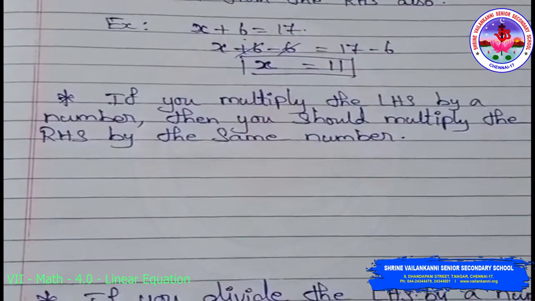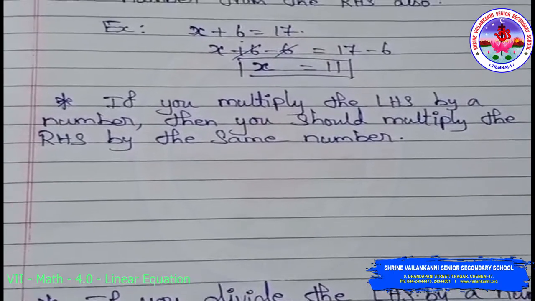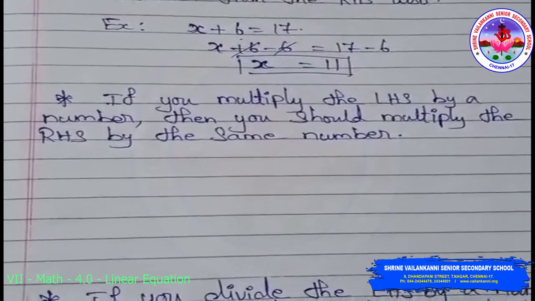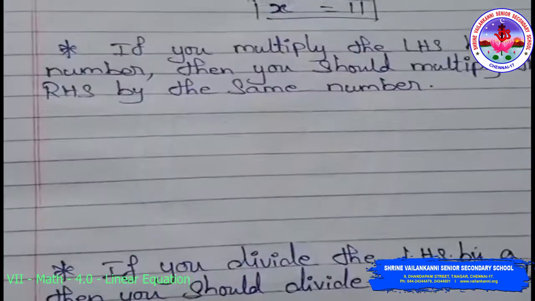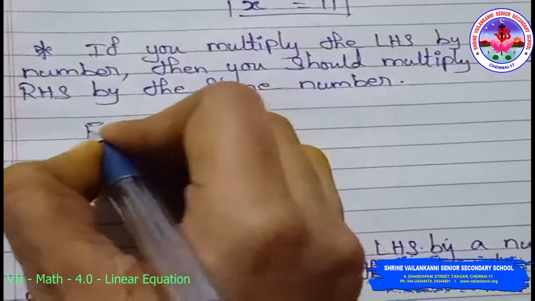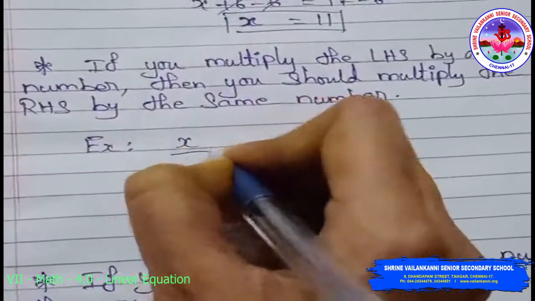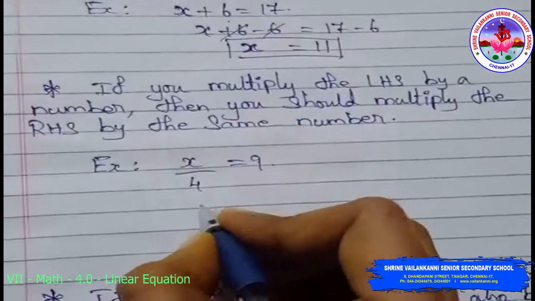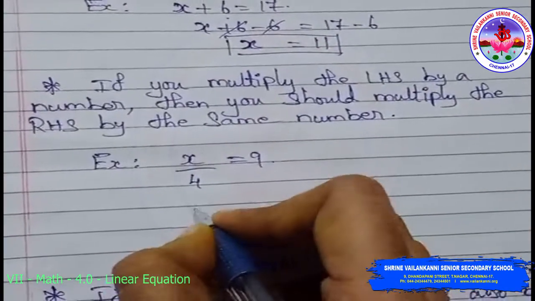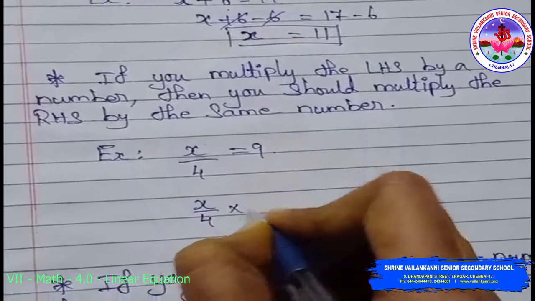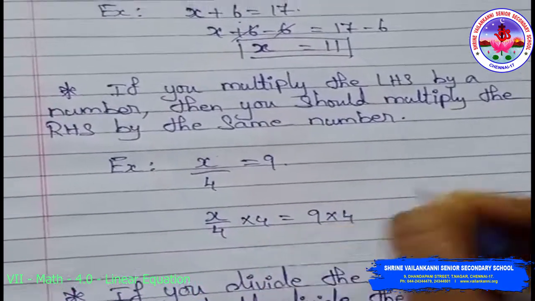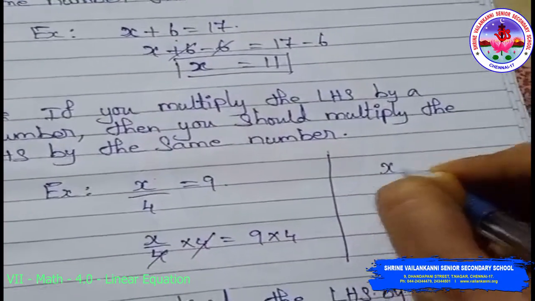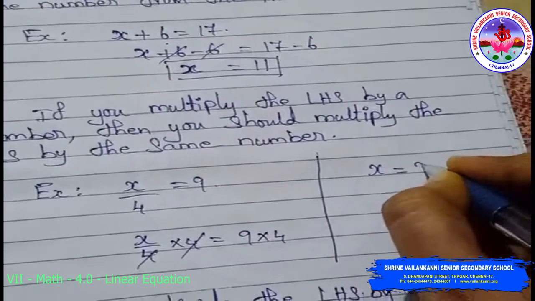Third rule, if you multiply the LHS by a number, then you should multiply the RHS by the same number. Example, x by 4 is equal to 9. Now multiply by 4 on both sides. x by 4 into 4 is equal to 9 into 4. 4 cancels. x is equal to 36.